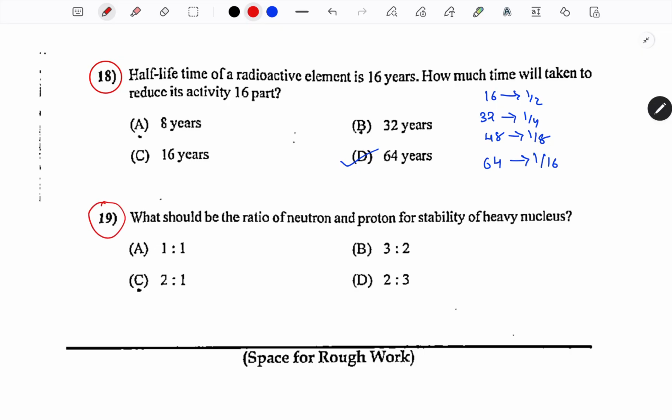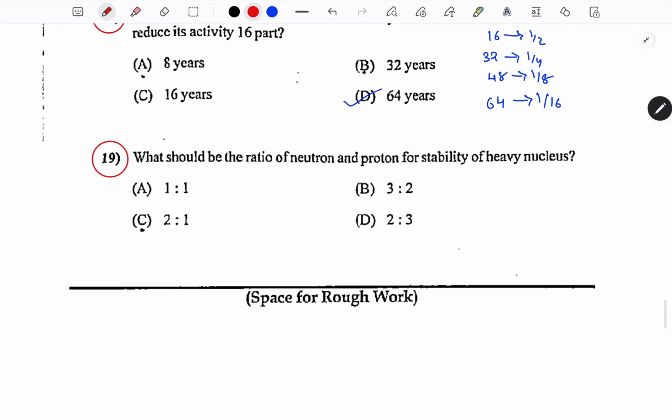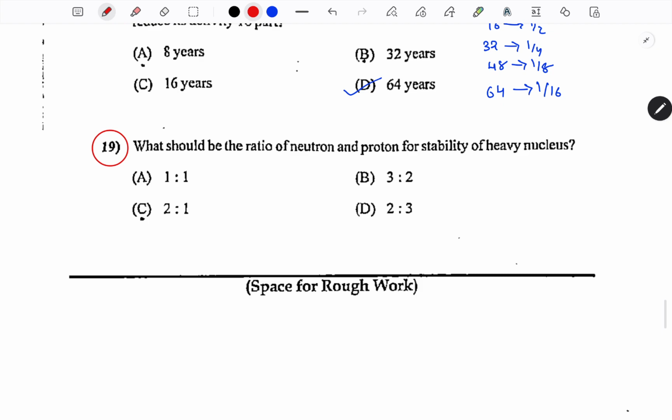Again, the 19th question is also not in our syllabus, but that line is clearly mentioned in the textbook, which states what the ratio of neutrons and protons should be for the stability of a higher nucleus. Higher nucleus means like uranium, thorium, and that kind of material. And for that, the stability ratio is 3 by 2, means 3 neutrons and 2 protons.